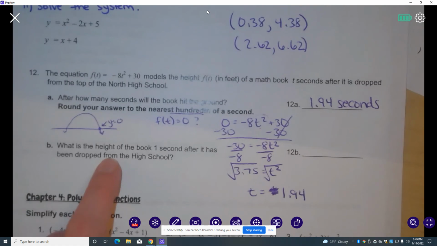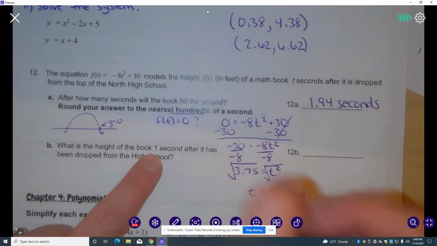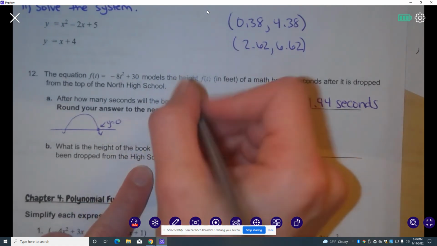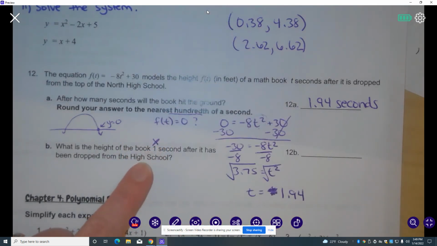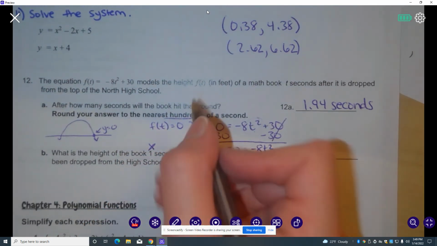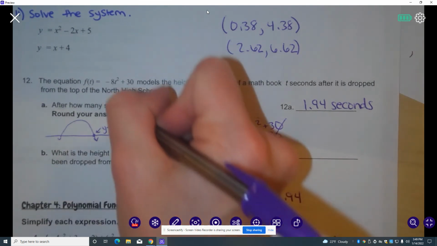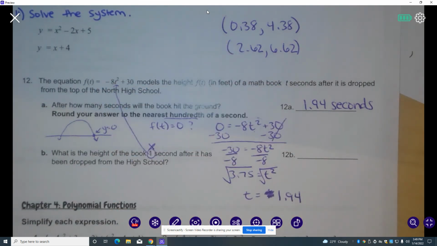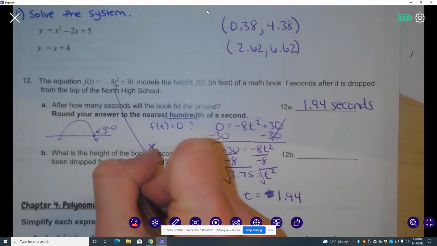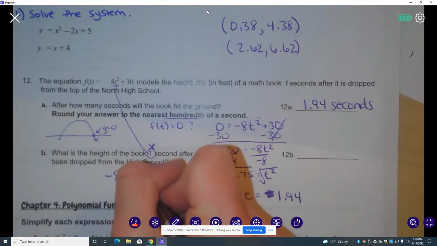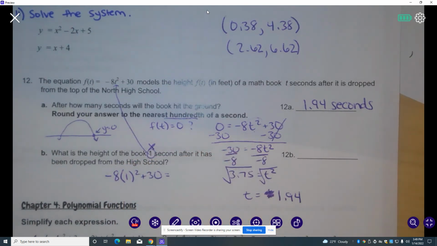All right, in part B, what is the height of the book 1 second after it has been dropped from the high school? So this 1 second is the x value, and I want to find the y value, the height. So I just need to take 1 and plug it in for t. So I'm going to go ahead and find, okay, negative 8 times 1 squared plus 30. Okay, and that's going to get me 22. 22 feet.